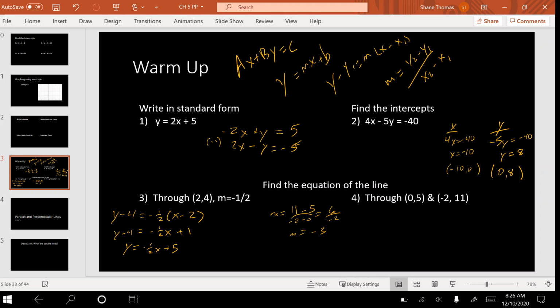Okay, then use that in one of my points. It doesn't matter which point I use, so let's just use 0, 5. Looks like that's the one he used as well. So y minus my y term equals my slope, x minus my x term. This comes out fairly easy for us, so y minus 5 equals negative 3x, because negative 3 times 0 would be 0. And then add the 5 across, so y equals negative 3x plus 5.